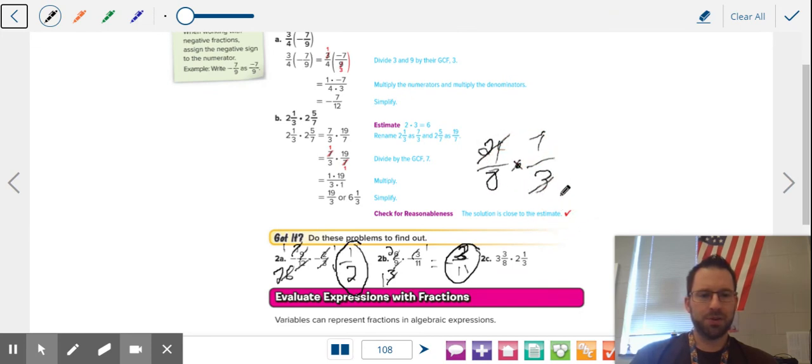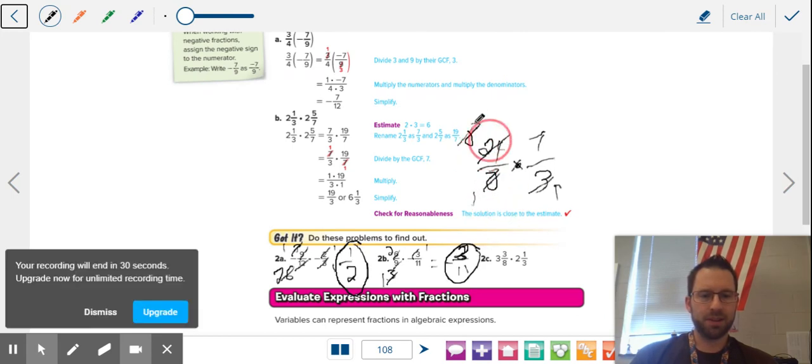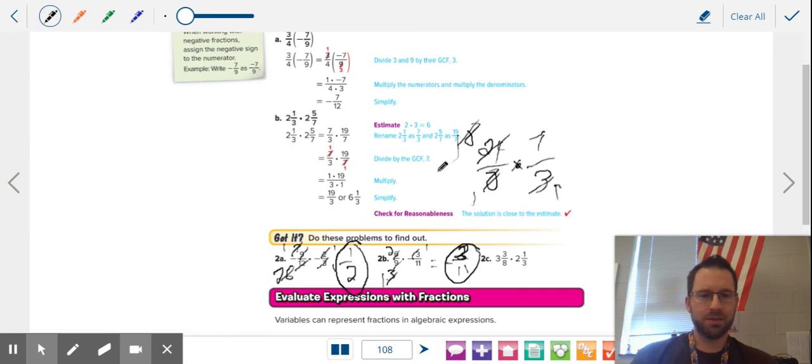24 and 3 both have a 3, so that becomes a 1. That becomes an 8. 8 and 8 both have an 8. That's a 1. That's a 1. So you get a 7 on top, a 1 on bottom. Always make it simplest form. 7 firsts is 7.